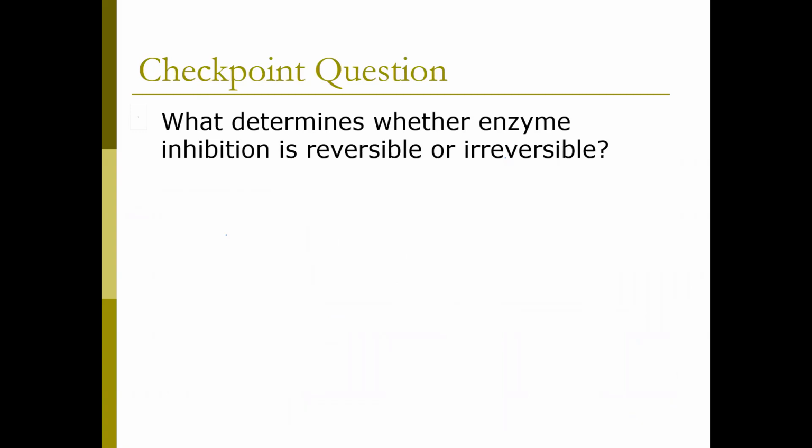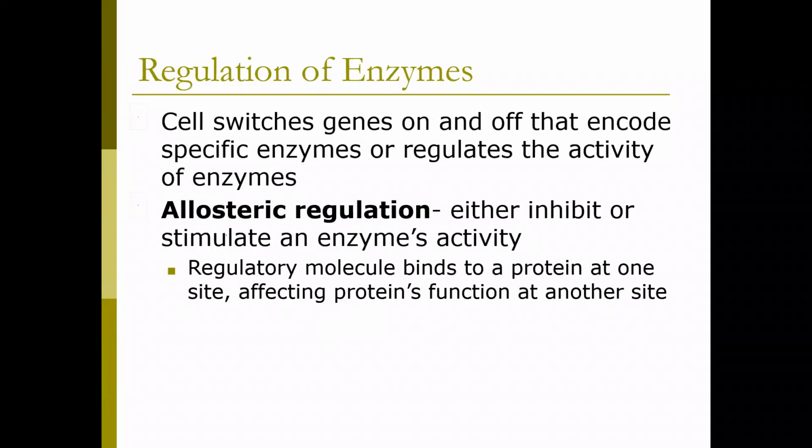So here's a question. What determines whether enzyme inhibition is reversible or irreversible? Actually, we didn't really talk about that. So let's talk about this first. Okay, so cells switch genes on and off that encode for specific enzymes or regulate the activity of enzymes. So in our body, we might not have competitive or non-competitive inhibitors inhibit the function of our enzymes. Sometimes it's just due to the fact that we don't need any more of a certain product being produced, so we need to shut that enzyme's activity down.